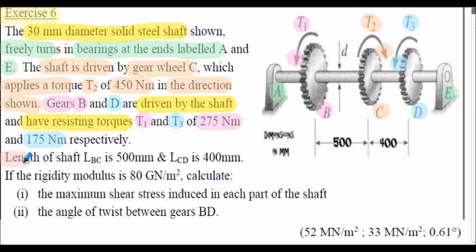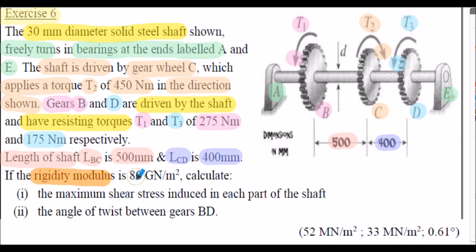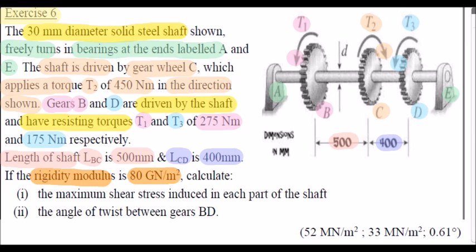The length of shaft between B and C, labelled LBC, is 500 millimeters, shown here. And the length of shaft C to D, LCD, is 400 millimeters, shown here. If the rigidity modulus is 80 giganewtons per meter squared, we're asked to calculate first of all the maximum shear stress induced in each part of the shaft.